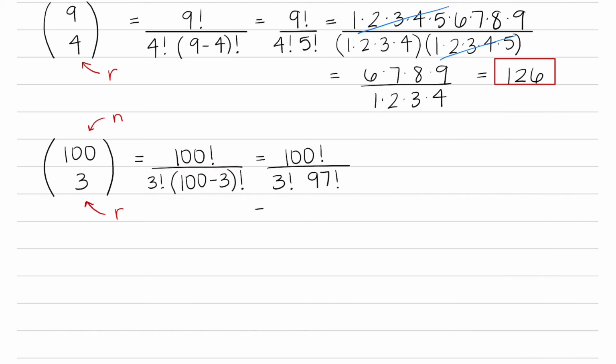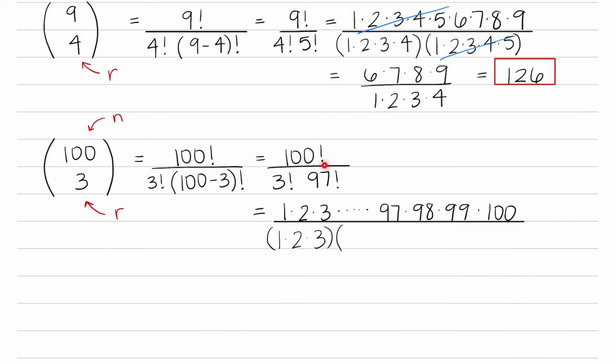And if we write out these factorials, 100 factorial would just be 1 times 2 times 3 all the way to 100. So let's leave it off at 97, 98, 99, 100. And at the bottom, we have 3 factorial, so 1 times 2 times 3. And 97 factorial is 1 times 2 times 3 all the way to 97. So to reduce here, we have at the bottom 1 times 2 times 3 all the way to 97, and at the top we have that too, all the way to 97, so we can cancel those out.